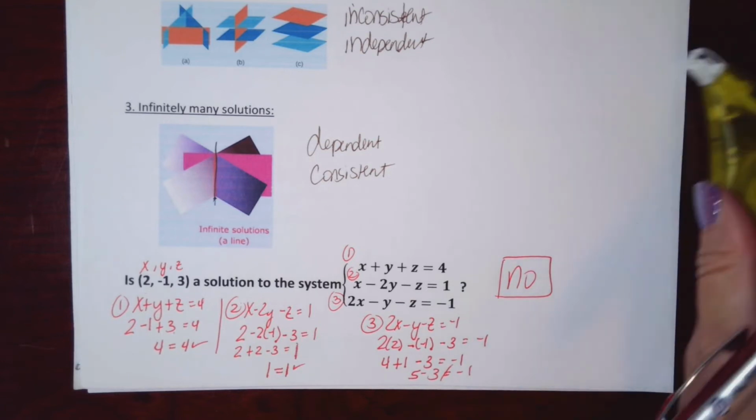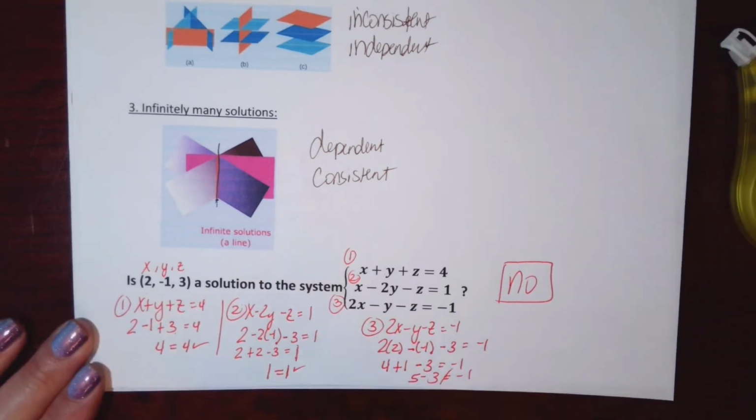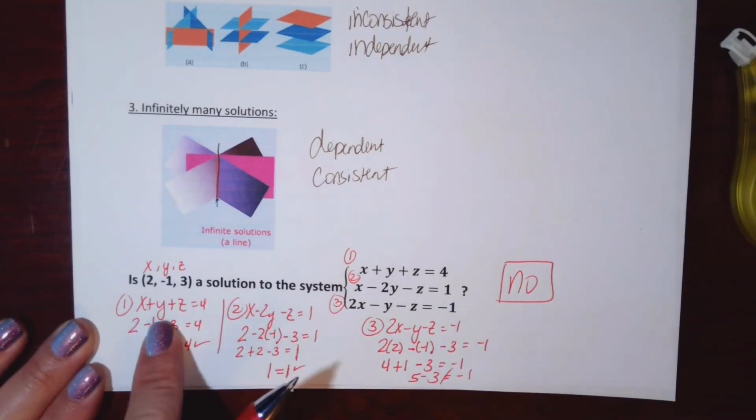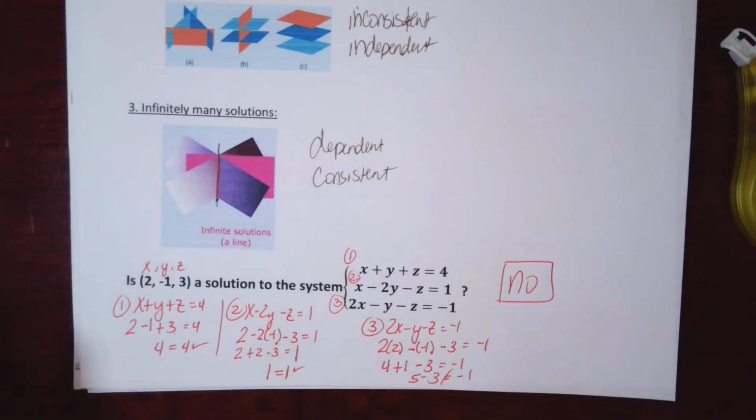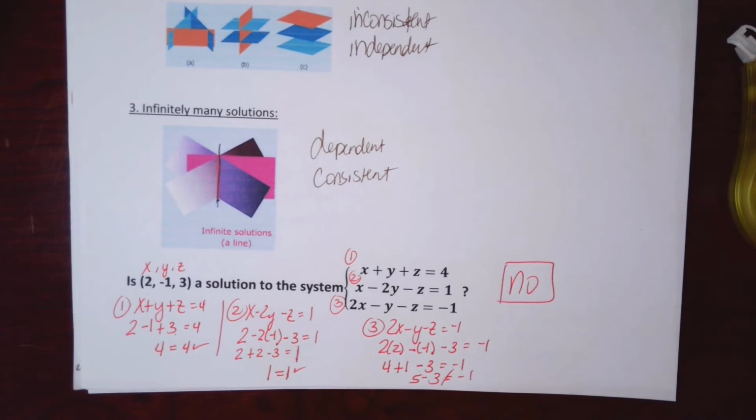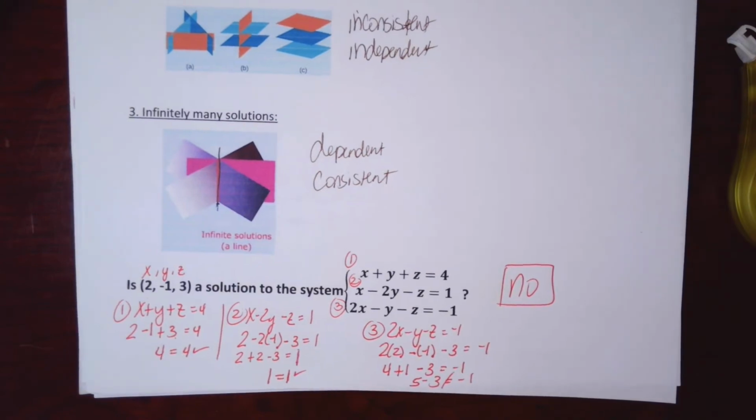Now, you have to check every equation. If I tried it in the first equation and it didn't work, then it doesn't work for the system. I can stop there. But if it's working as I work through the equations in the system, I have to still keep checking things to make sure that it works in all of the equations.